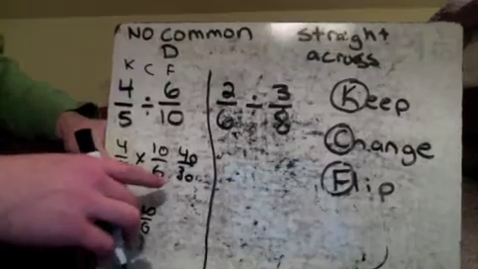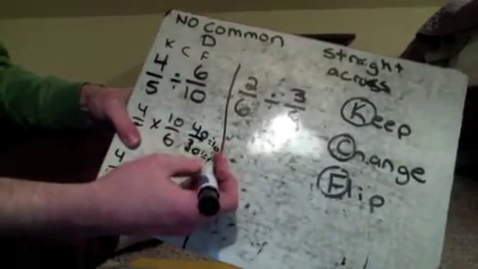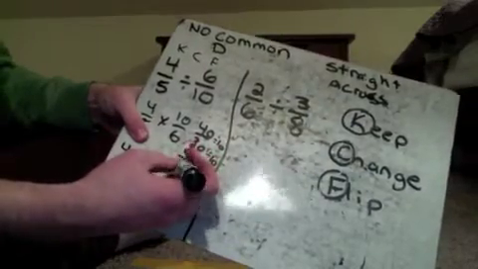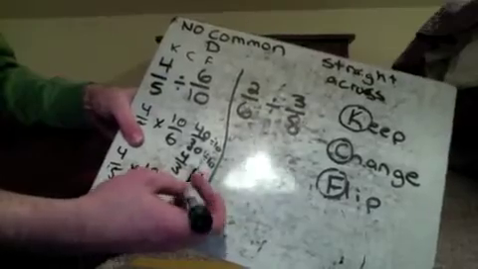I could reduce first, which would probably be a good idea. Reducing first, I could divide by 10. That would be 4/3. And to change that to a mixed number is going to be 1 and 1/3.